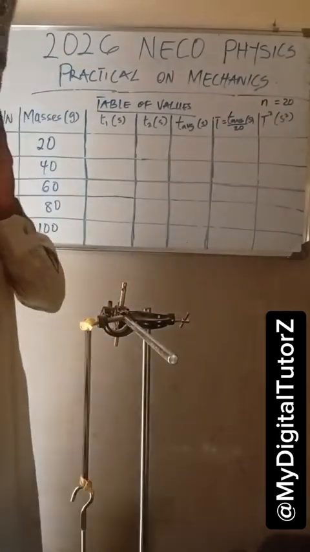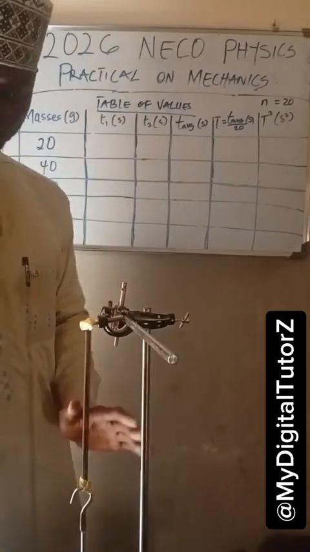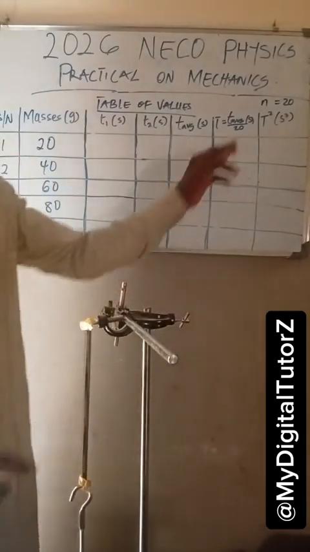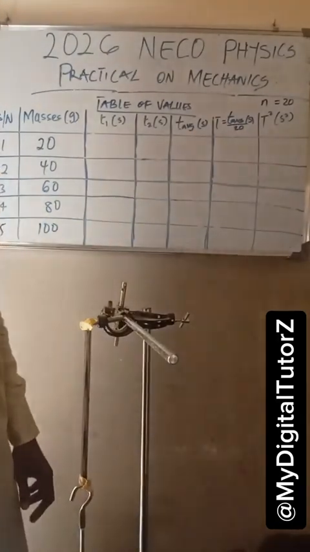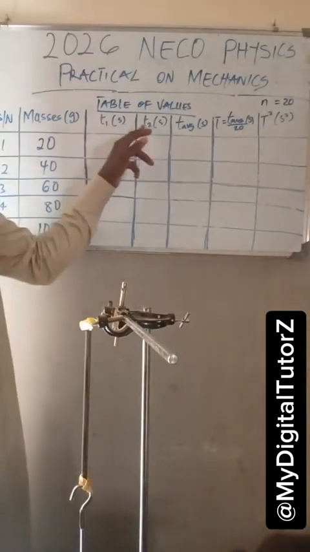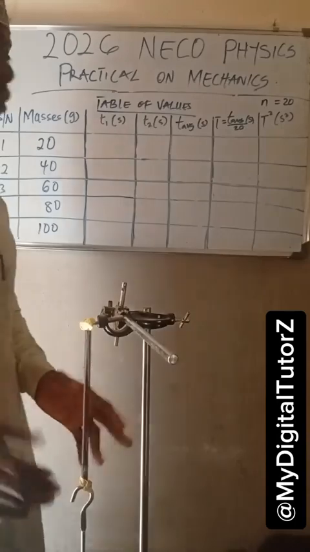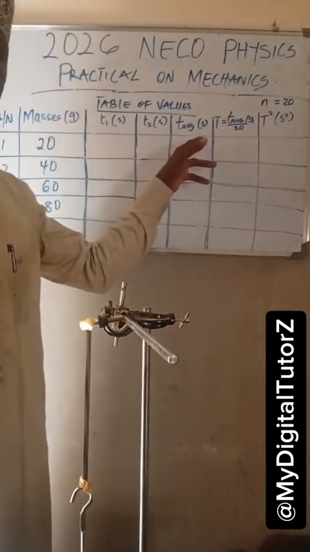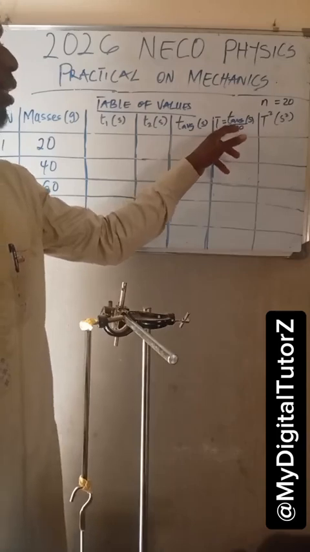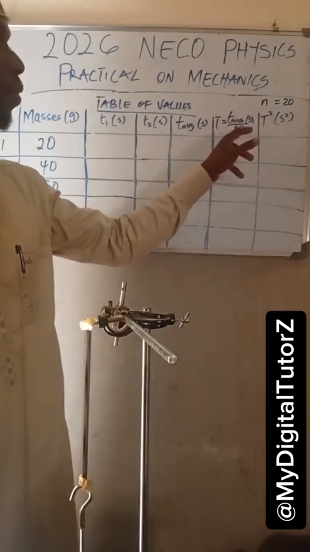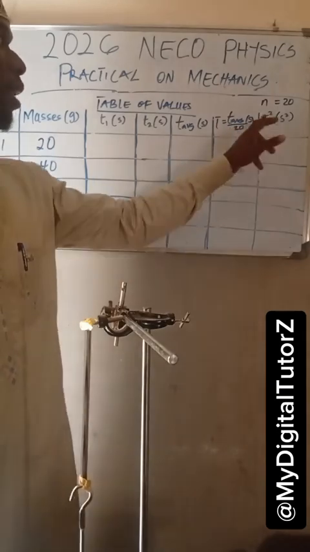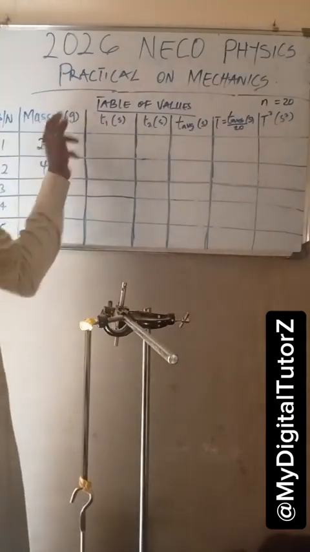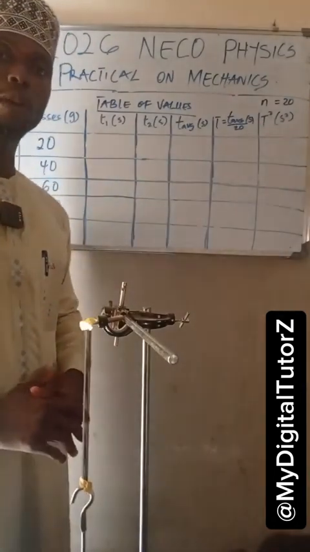As you are just starting your stopwatch, you start counting. When you count up to 20, you stop your stopwatch, then you take your time. That will be the time of oscillation. First one, then you take the second one for better accuracy, then you take the average. The period is the average time of oscillation divided by the number of oscillations, which is 20. Then you calculate it, then you square it, because in the end you'll be asked to plot this against this or this against this, as the case may be. I hope we are together.